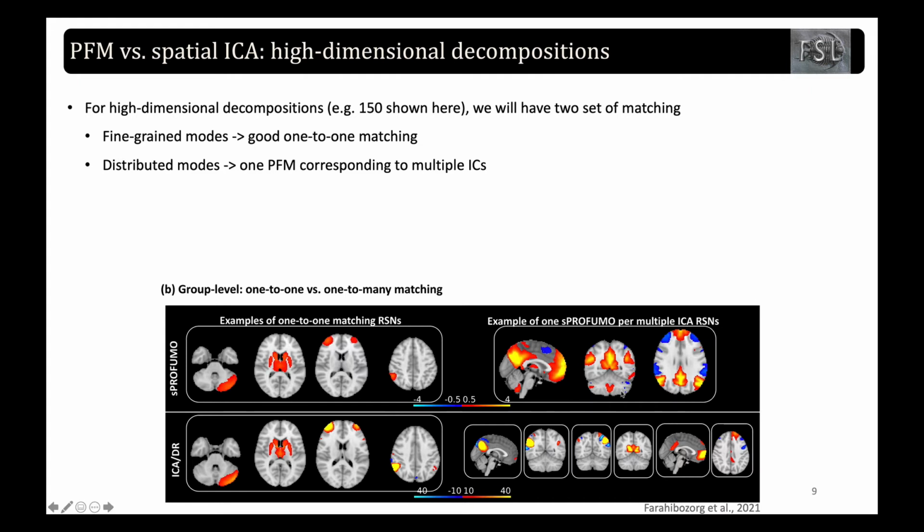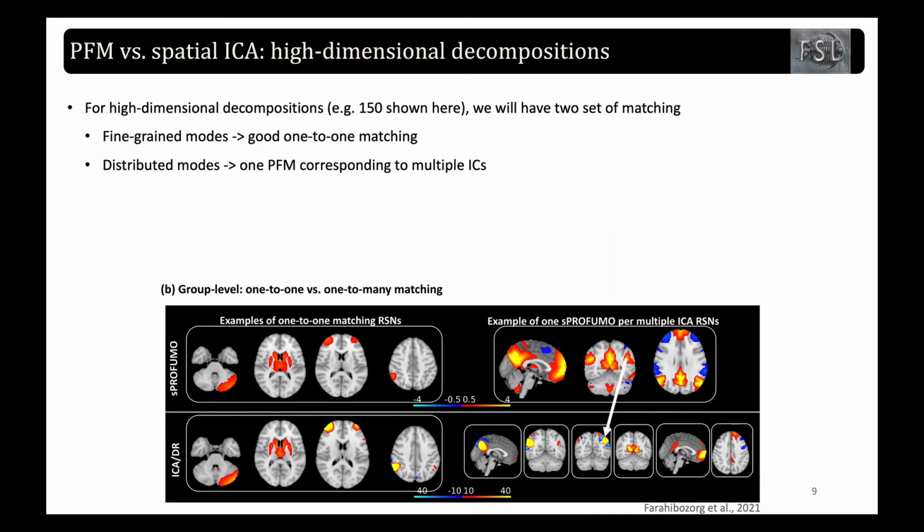But for some other components within the 150 that we're going to get, we see a one-to-many mapping, where we have a single component from Profumo, here shown at the top in three different views, and that breaks down into 6 different components in ICA, seen here at the bottom. And so you can see that different parts from these components map onto each other. So for example, the posterior cingulate is captured in just a single component in ICA and is part of this more elaborate component in PFM, and a few other examples here as well.